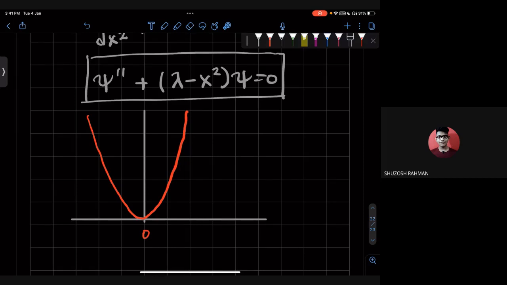Also physically, we expect the wave function to go to 0. We had this analysis before, right? So that the probability is going to be finite. Okay?